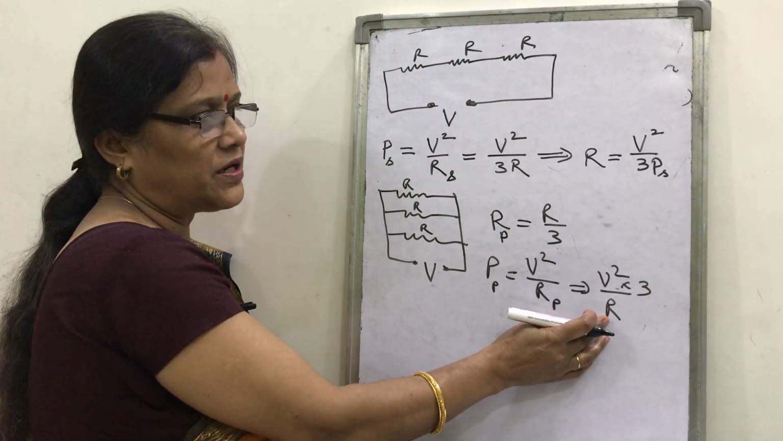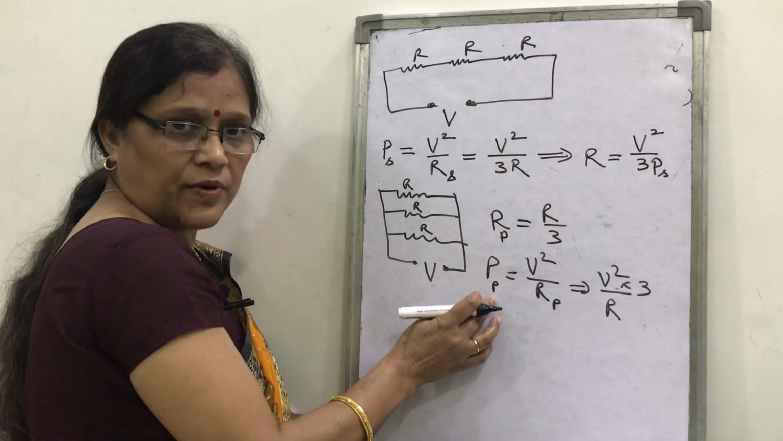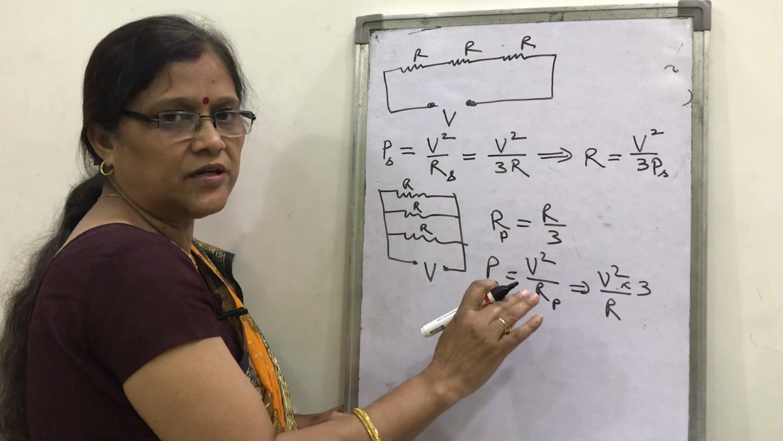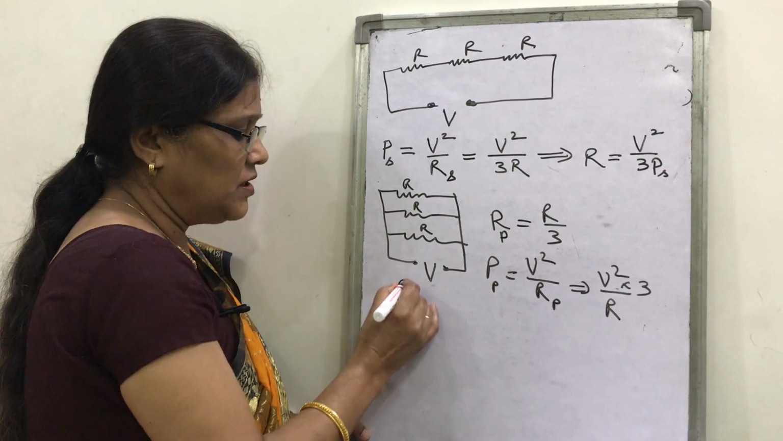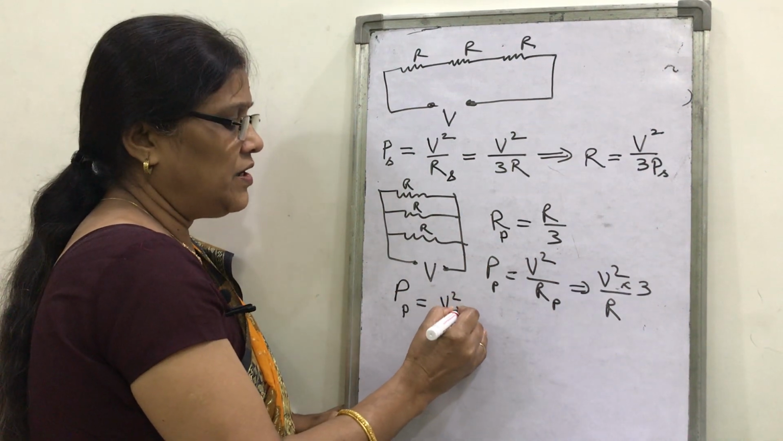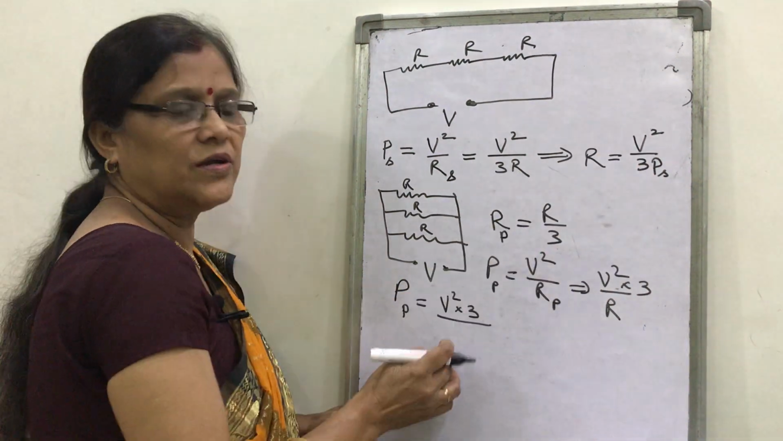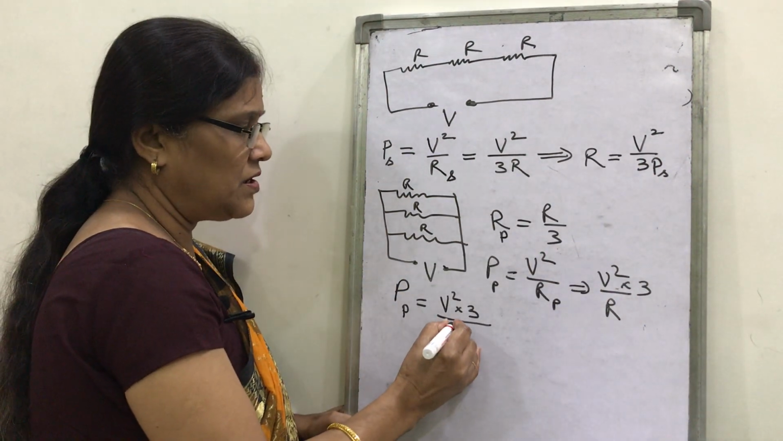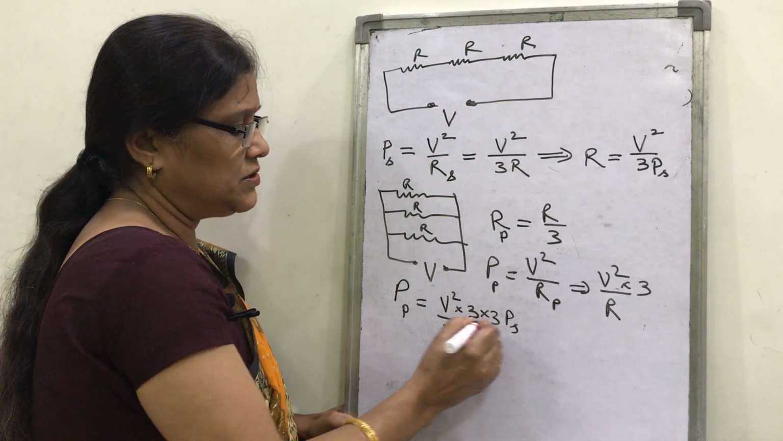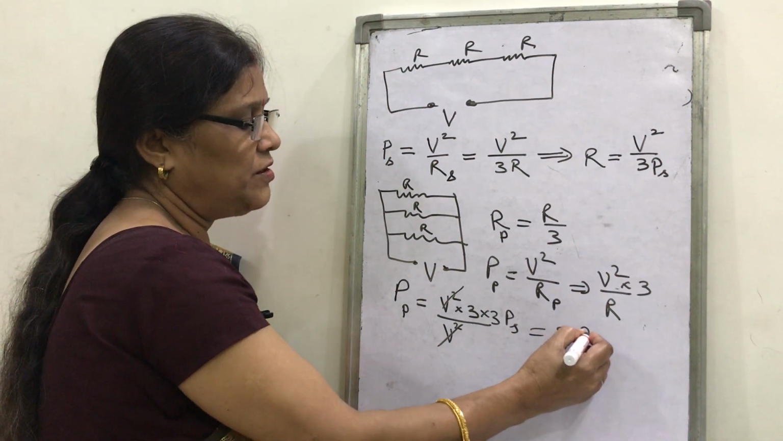Put the value of R from the first case, and you can get the power in parallel supply and the power in series supply. How are they related? How can you write here? This Pp will be equal to V square into 3 upon, in place of R you write V square upon 3Ps. So this V square is cancelled. What is this? 9 Ps.